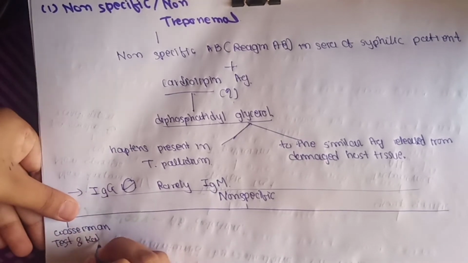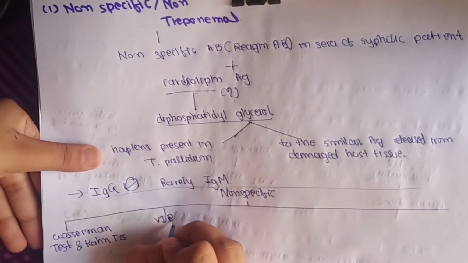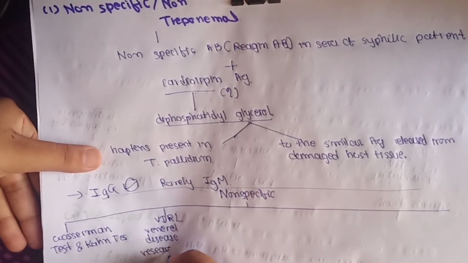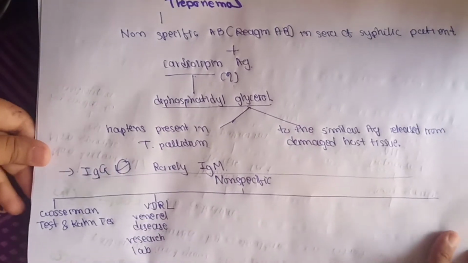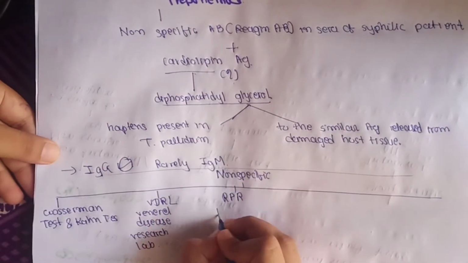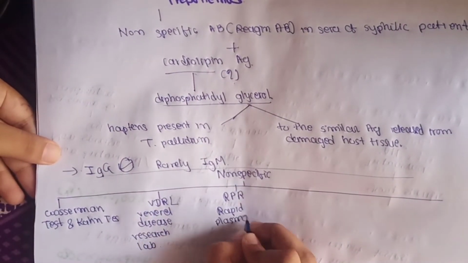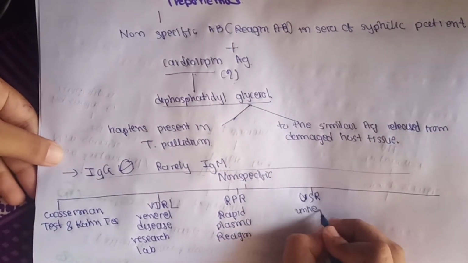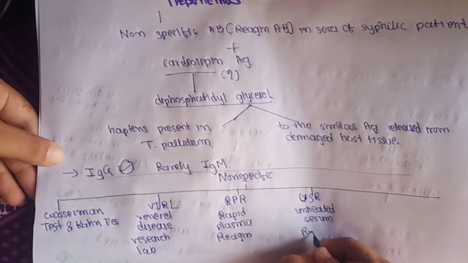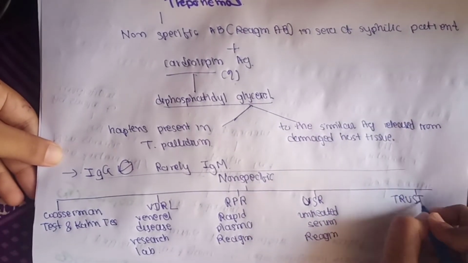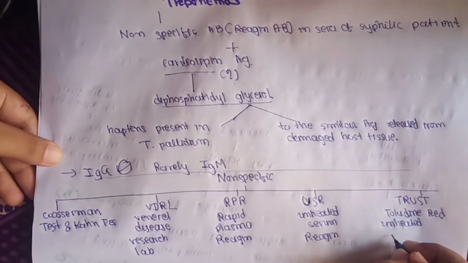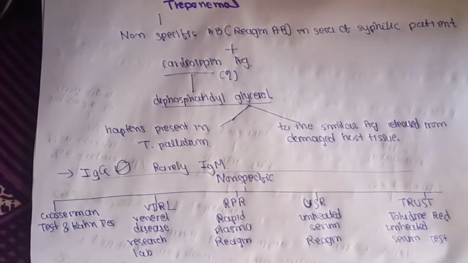First test is Wassermann test and Kahn's test. Second is VDRL, Venereal Disease Research Laboratory. Third famous test is the RPR, Rapid Plasma Reagin. Fourth test is USR, Unheated Serum Reagin. And the last is TRUST, Toluidine Red Unheated Serum Test. These will detect IgG mostly and rarely the IgM.